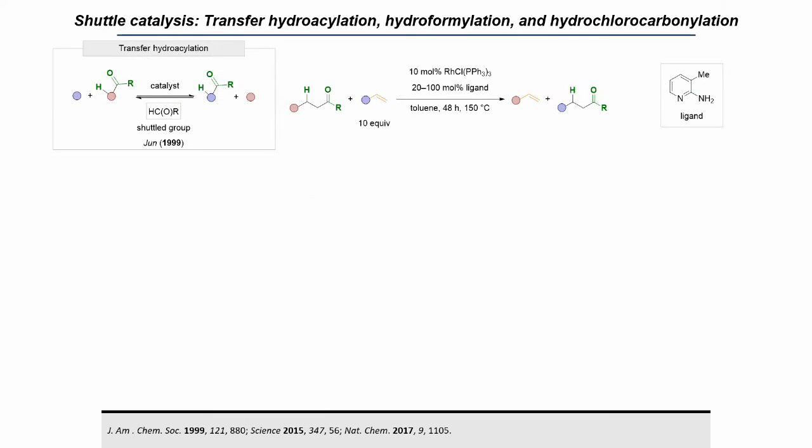An early example of shuttle catalysis was reported by the Yoon group in 1999. They discovered that a dual catalytic system composed of the rhodium-based Wilkinson catalyst, depicted here, and 2-amino-3-picoline as ligand, enabled the transfer hydroacylation from ketones to alkenes.